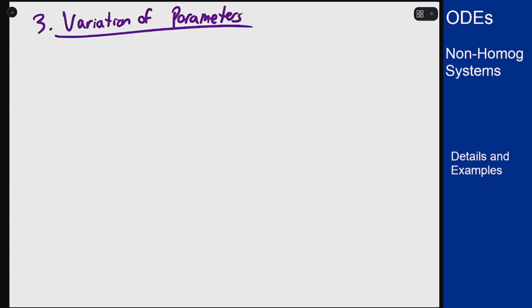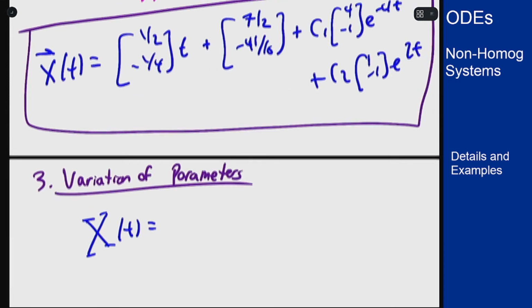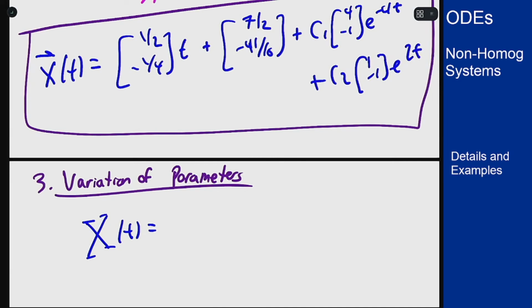Finally, we have method 3, variation of parameters. So for this, we want to build our fundamental matrix, X of t, which involves a general solution. So our solution before, we scroll up to see what we had for undetermined coefficients. We have the 4 minus 1, e to the minus 4t, and the 1 minus 1, e to the 2t. So that becomes this matrix here, 4 e to the minus 4t, minus e to the minus 4t, e to the 2t, and minus e to the 2t.